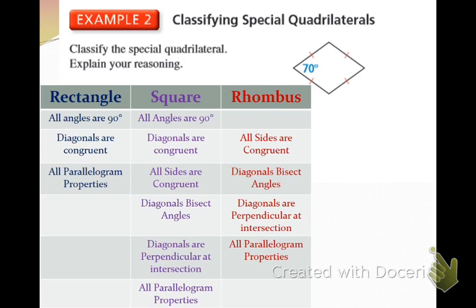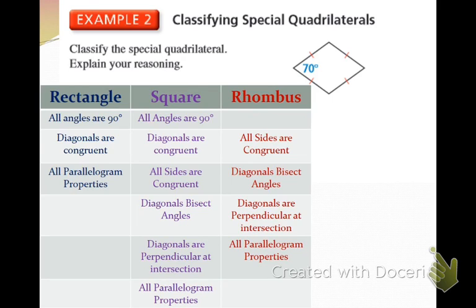This is our first example. Classify the special quadrilateral and explain your reasoning. So I condensed the chart that you have on the screen. You already wrote it down in a different format, but this is just so we can do process of elimination. This is either a rectangle, a square, or a rhombus. And then you have to explain why.